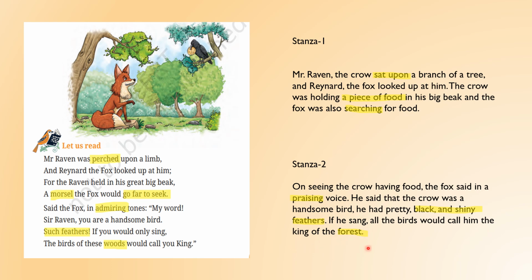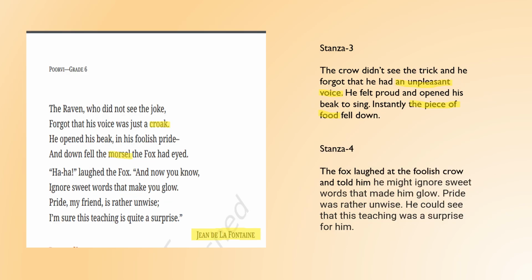It means that the fox is flattering the raven. Third stanza. The raven who did not see the joke forgot that his voice was just a croak. He opened his beak in his foolish pride, and down fell the morsel the fox had eyed.